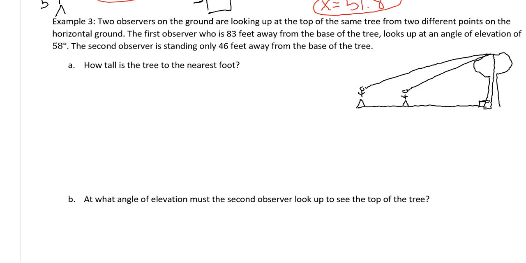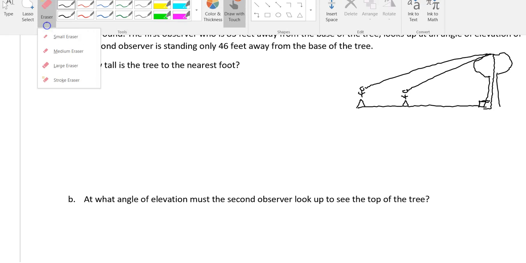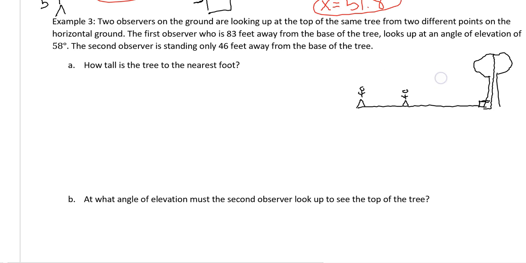We're looking up from this person and this person, and we're not going to put their height into account for this problem. The first observer is 83 feet away from the base of the tree and looks up at an angle of elevation of 58 degrees.